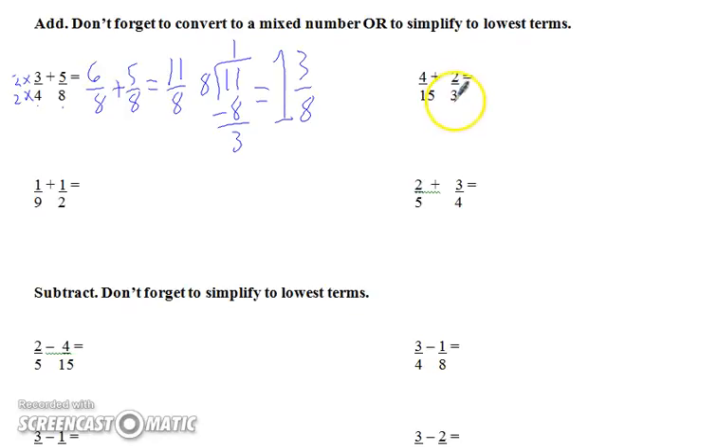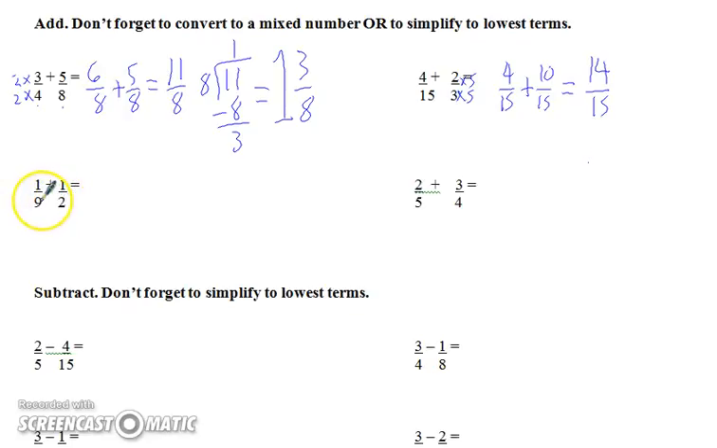4/15 and 2/3. Can the small denominator be multiplied by something to get to 15? Yeah, times 5. So this time I'm going to keep the 4/15, change 2/3 to 10/15, and that equals 14/15. And that's as far as I can go with that one. It doesn't simplify.